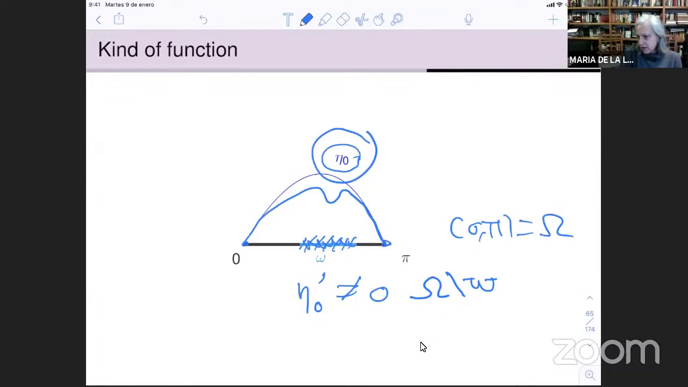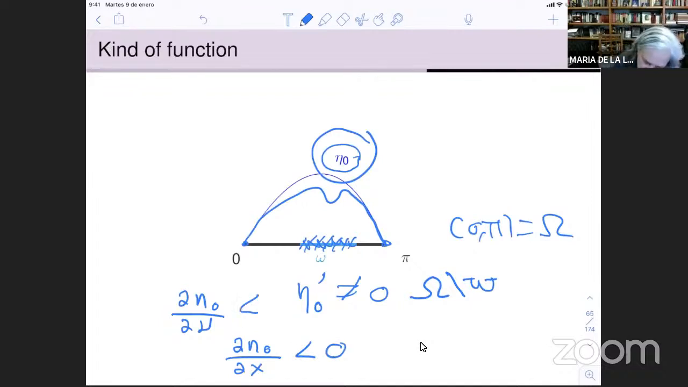This is not necessary. The only thing I need is that the normal derivative of eta zero, here, the derivative of eta zero with respect to x, is negative on the boundary, okay? So this is this way. So we are going down. So this is precisely the drawing of the function eta zero, okay?